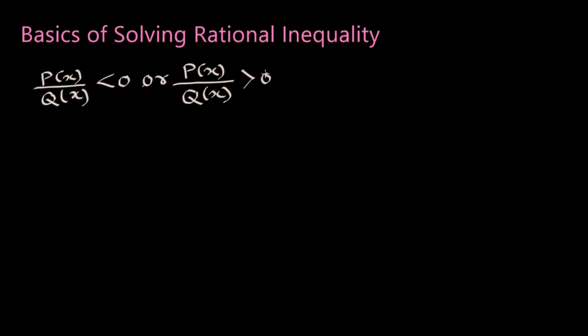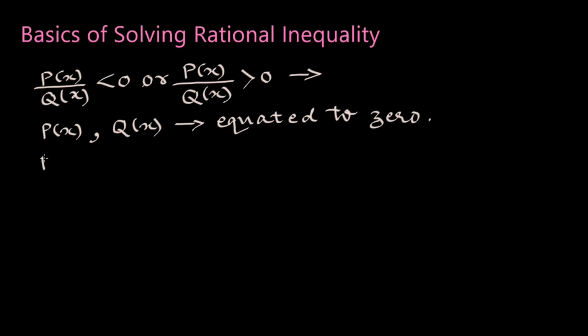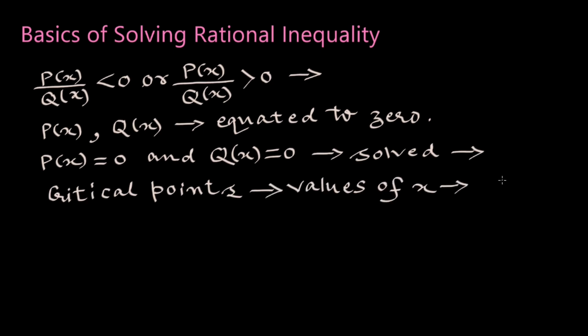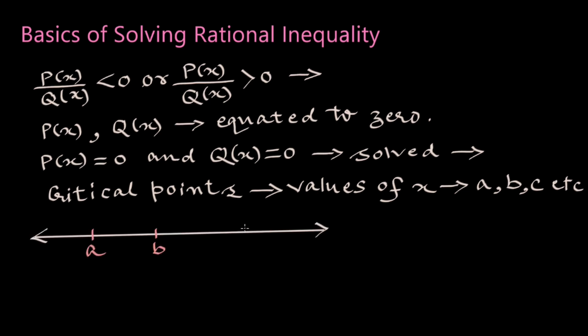Rational inequalities p(x) upon q(x) less than 0 or greater than 0 can be solved as follows. First, polynomials p(x) and q(x) are equated to 0. Polynomial equations p(x) equals 0 and q(x) equals 0 are solved to find the critical points, which are the values of x, say a, b, c, etc. These points are plotted on a number line: a, b and c.